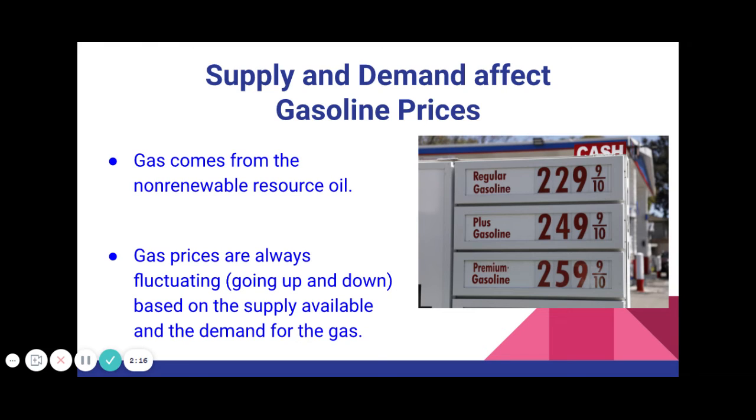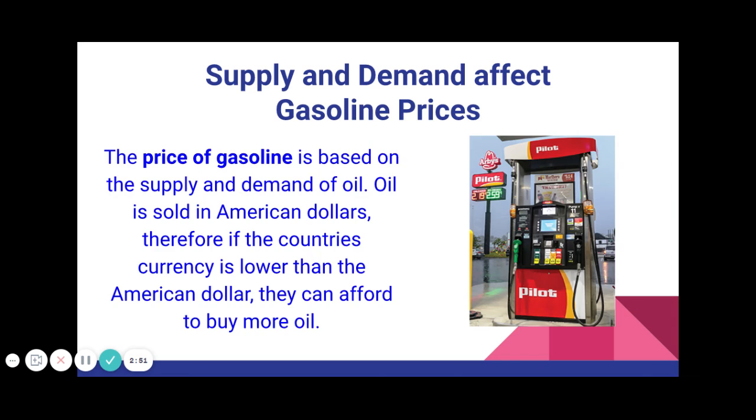This really affects gasoline prices, which we talk about a lot, okay, because it affects so many of us. Gas comes from a non-renewable resource, oil. We know that, okay? There's only a limited amount of oil in the world that can be mined or turned into gasoline at a time. Gas prices are always fluctuating, which means they're going up or down based on the supply available and the demand for gas. So in the summer months, you'll see that gas is pricier because there is more of a demand because people are going on vacations, and the supply stays about the same.